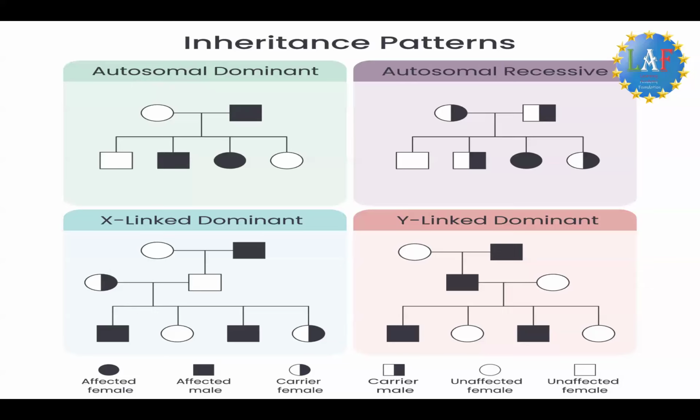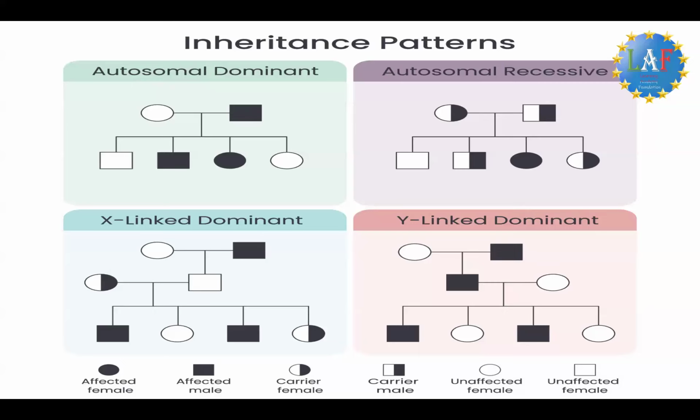And then X-linked dominant. This is two generations. If an affected female and affected male, the first generation will be an affected male. If it combines with a carrier female, the offspring will be two affected males, one unaffected female, and one carrier female.